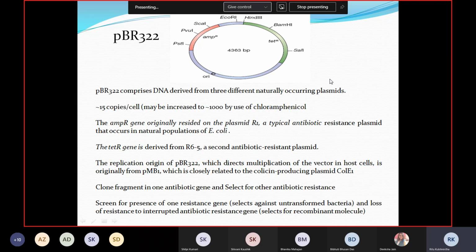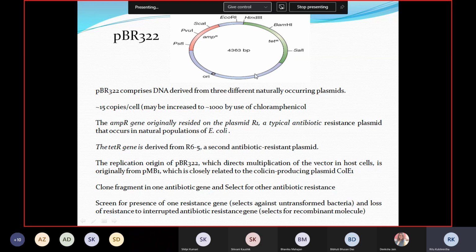Once I introduce those into bacteria, I have three options that take place. In one, just bacteria is there and I grow it in presence of ampicillin or tetracycline, that bacteria will die because it doesn't have a resistance gene. The bacteria which takes up the original pBR322 where ligation has not taken place will survive under both ampicillin as well as tetracycline because both of these resistance genes are intact.